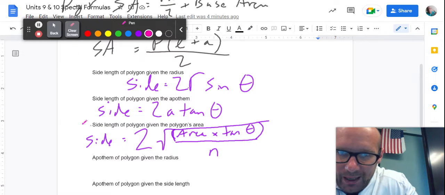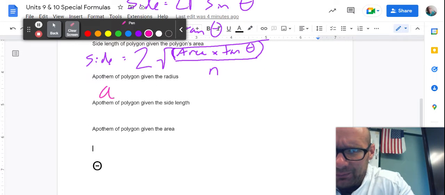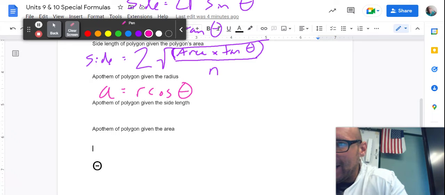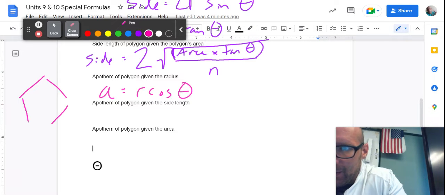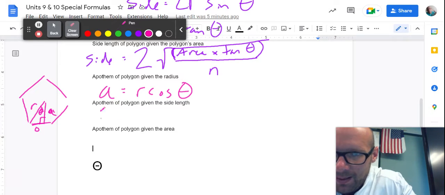All right. So let's talk about apothem. If they give us a radius and we have to find the apothem, the apothem is going to be r cosine theta. That's it. R cosine theta. In any polygon, if we remember, we divide it into this little right triangle here. The radius is really the hypotenuse. The apothem is the adjacent leg, and then the opposite side is really half the side, and our theta angle is up there. So the apothem is going to be r cosine theta.